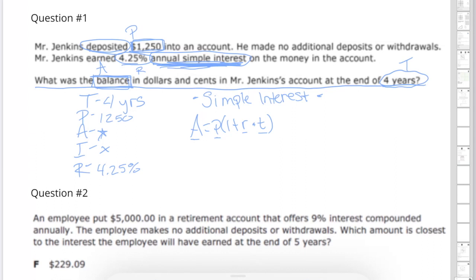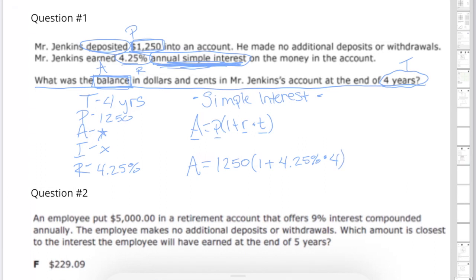And when I look at my T-chart, I know A is what I'm trying to get to. So I'm not going to fill in A, but I do have a P, I have an R, and I have a T, and I'm going to place those into the formula. So I'm going to rewrite this formula now using the numbers. A is what I'm looking for. So A equals P, which was 1,250, times 1 plus R, which was 4.25%, times T. Oh, not times T, sorry. Times 4, because 4 represents T.